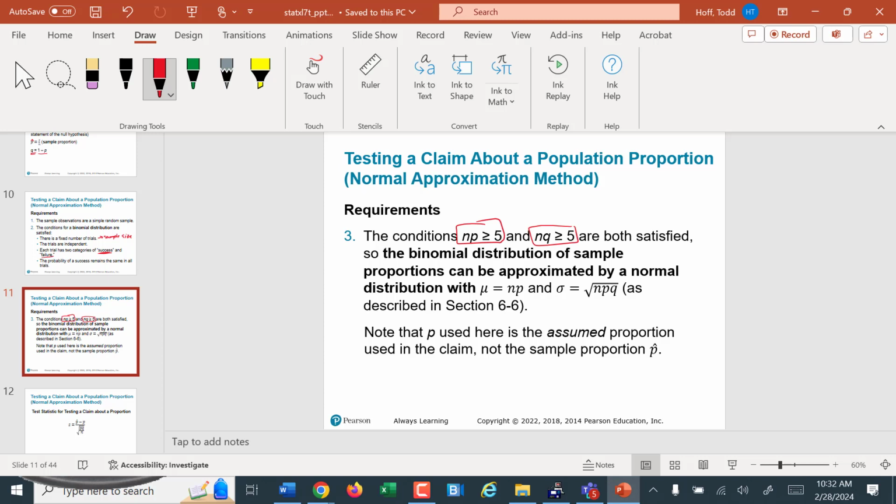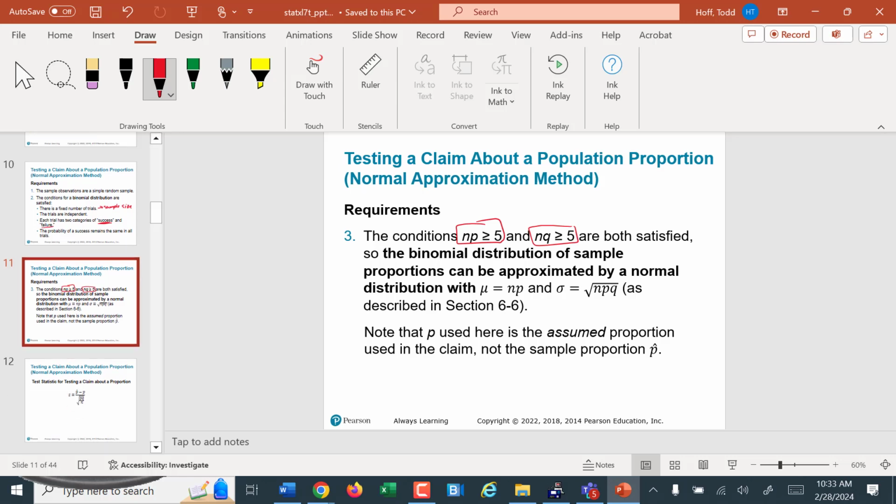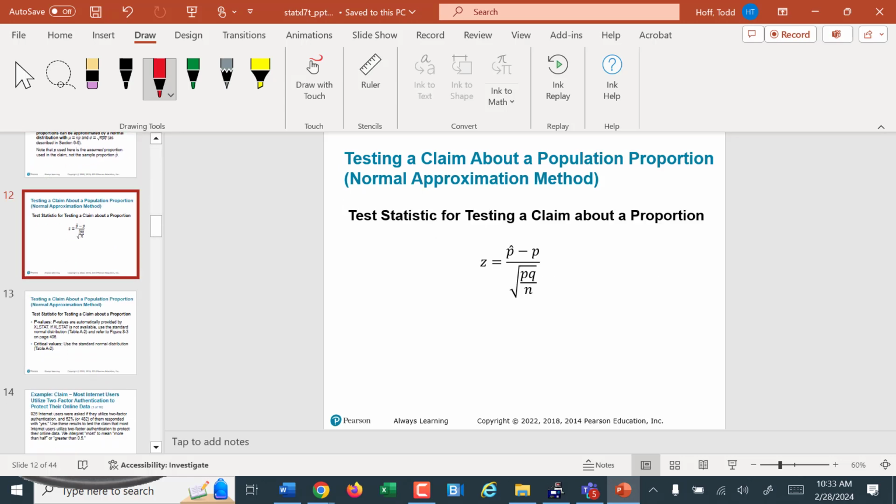And then, of course, that allows us to approximate the binomial situation with a normal distribution so that we can perform our test. So our test statistic is going to be P hat, that's the sample proportion, minus P, which is our hypothesized population proportion, and then over the standard error, the square root of P times Q over N.